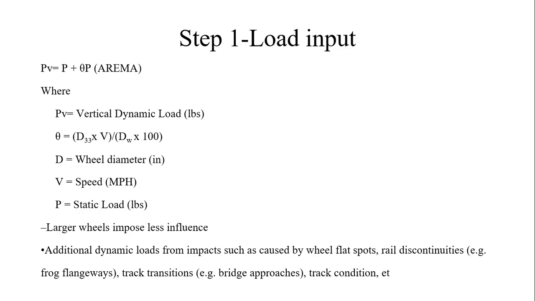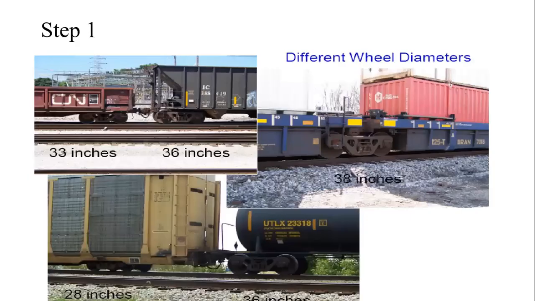Now, additional dynamic loads are being ignored in this analysis. And let's see how much we have: 33 inch, 36 inch, 38, 28, 36. Now, if you have all this mix of vehicles, what wheel load are we going to use? This may be your question.